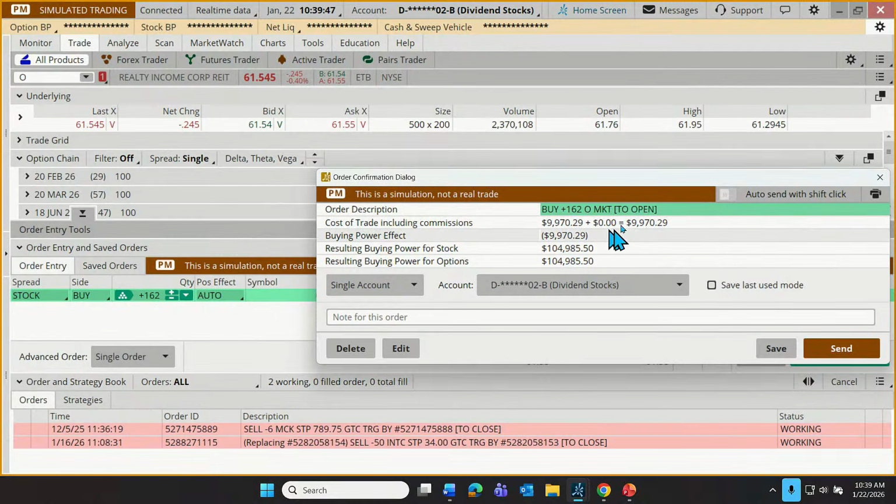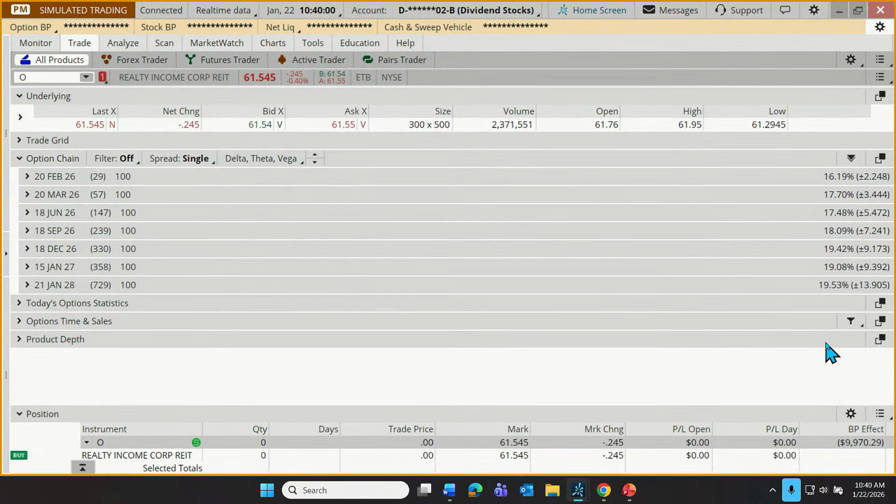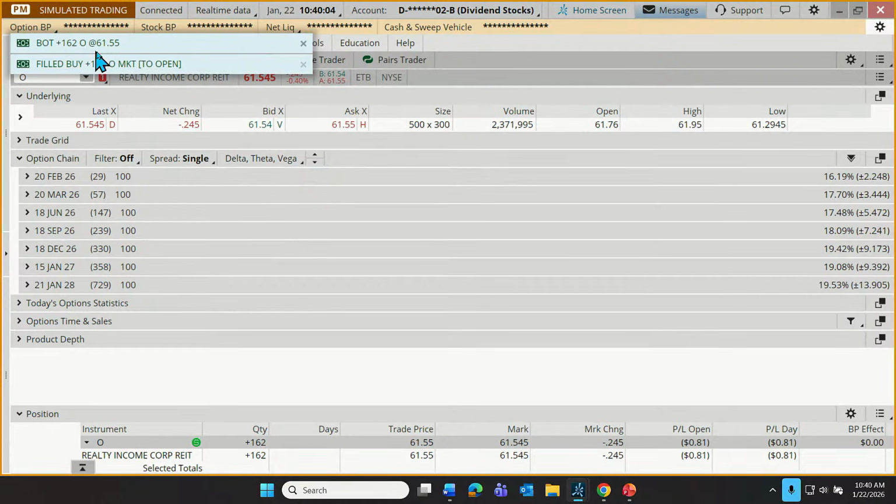There is not a commission on this investment, but there can be on some types of trades. All right, but let's send this order off, and let's see if we can get that filled. There it is. Bought 162 shares at 61.55.